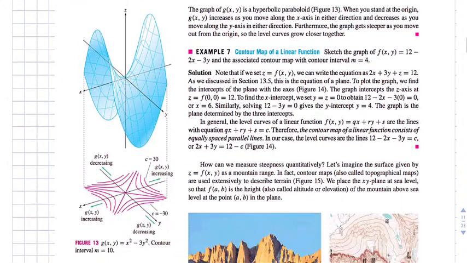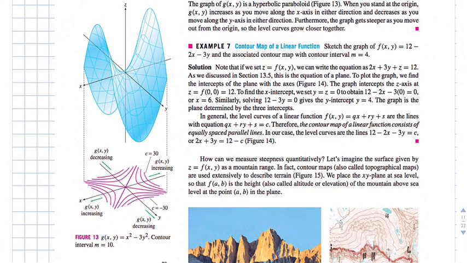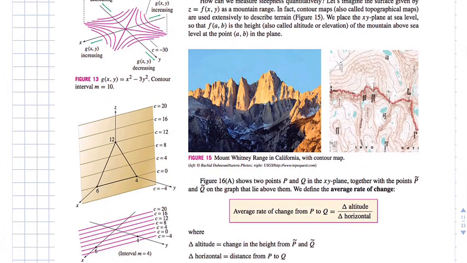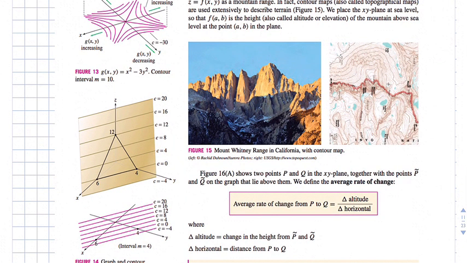Okay. Let's look at the official explanation. Sketch the graph. Note that if we set z equal to f of x, y, it becomes a plane. So this is the equation of a plane. To plot it, we just find the intercepts and plot them, and that'll give us our plane, as we see here with the 6, 4, and 12.